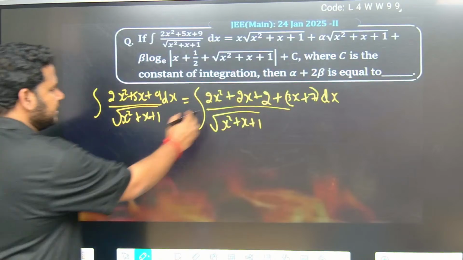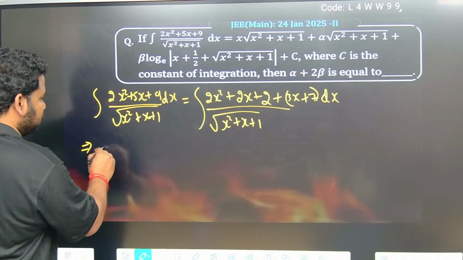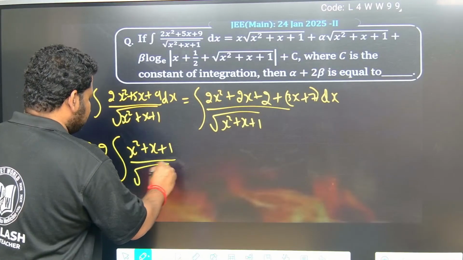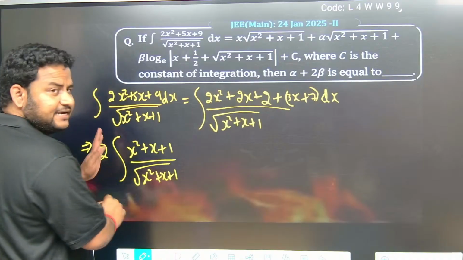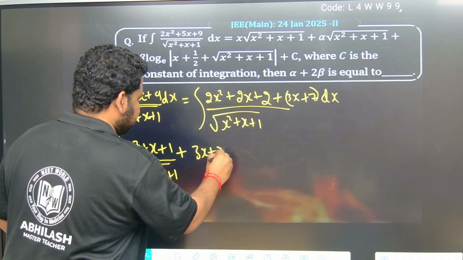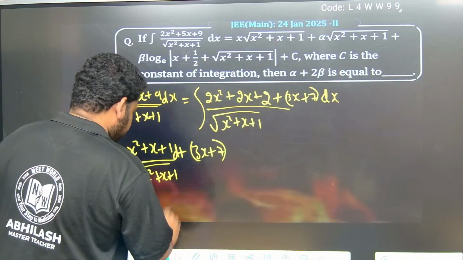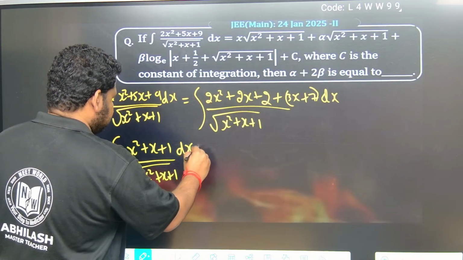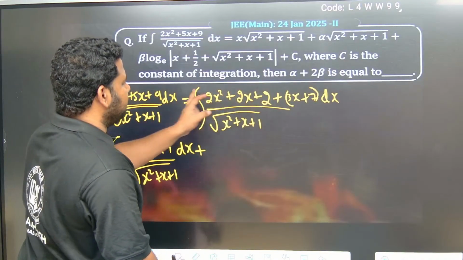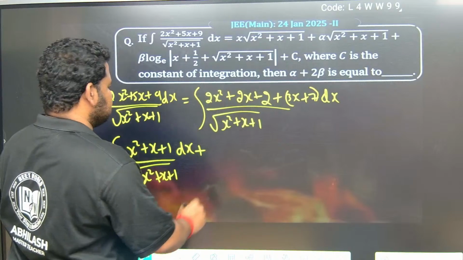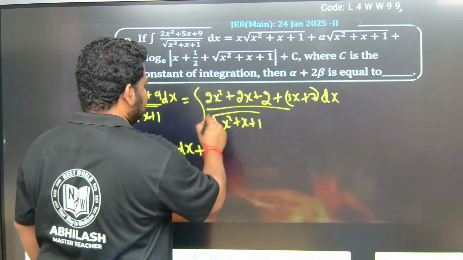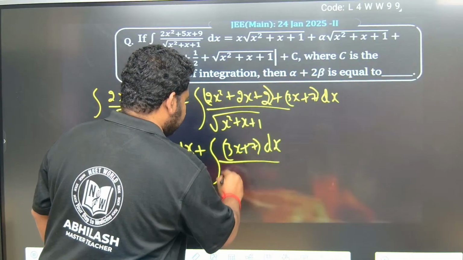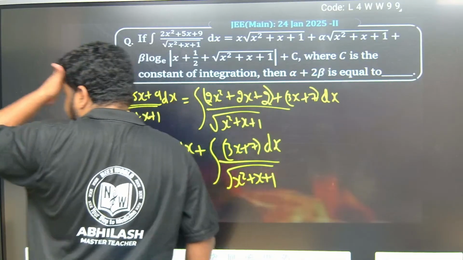Now I can take 2 common, only for the first part. This transforms into 2 times the integral of (x square plus x plus 1) divided by the square root of x square plus x plus 1, dx, plus the integral of (3x plus 7) dx divided by the square root of x square plus x plus 1. This is what I have.